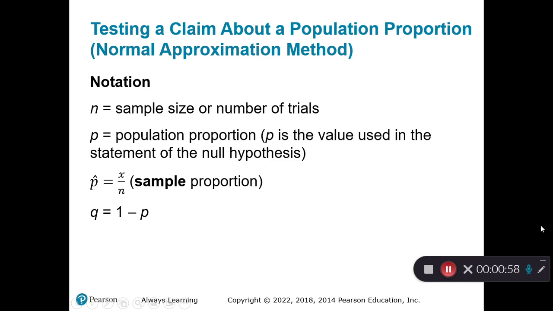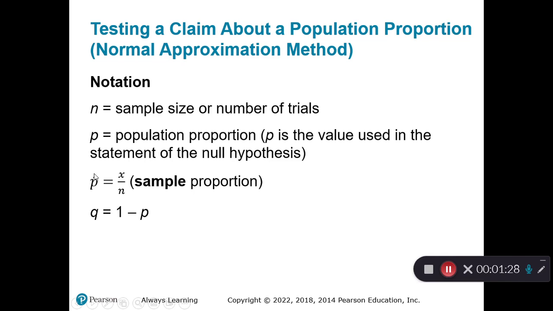Let's review some notation that's going to make an appearance in some of the calculations that we will perform. As always, the lowercase letter n will represent our sample size or the number of trials. In this case, the lowercase letter p is going to denote that unknown population proportion. p is the value used in the statement of the null and the alternative hypotheses. p hat is going to stand for the sample proportion.